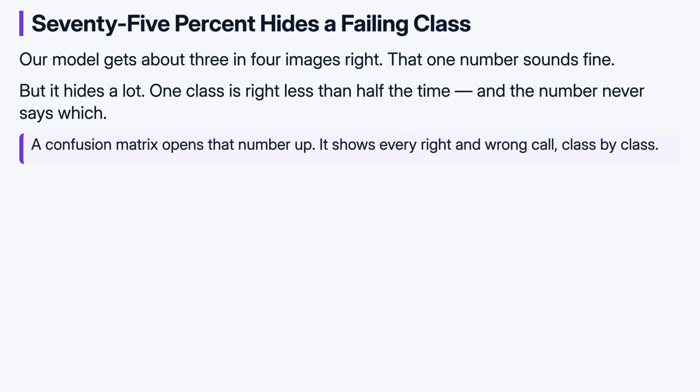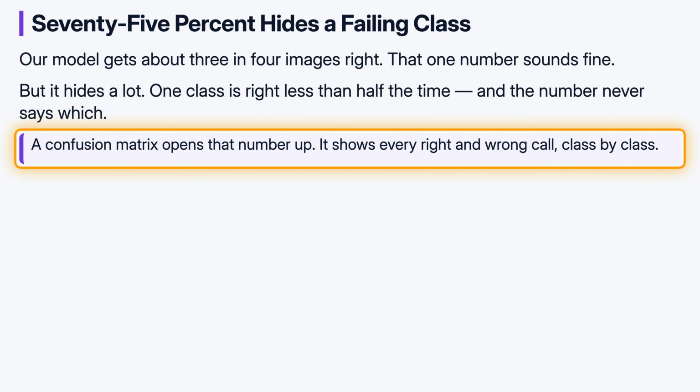Last time, our augmented model got about 3 in 4 images right. That one number sounds fine, but it hides a lot. One class is right less than half the time, and the number never says which. A confusion matrix opens that number up. It shows every right and wrong call, class by class.